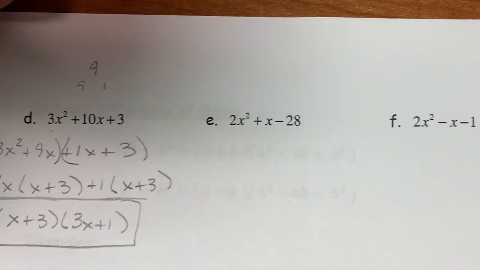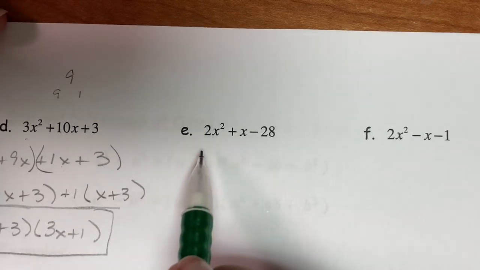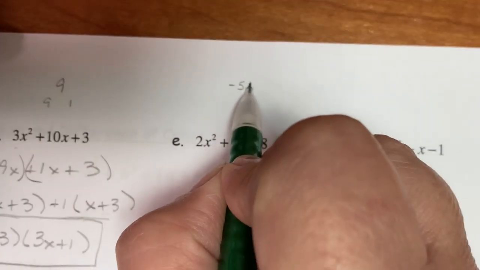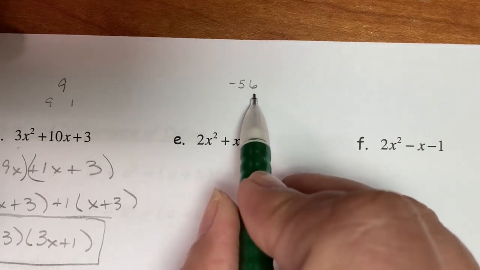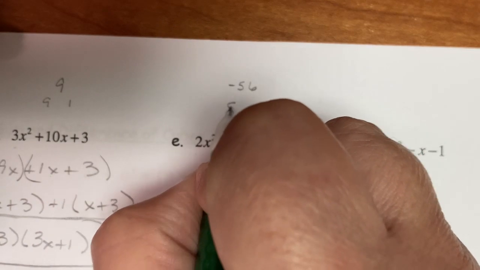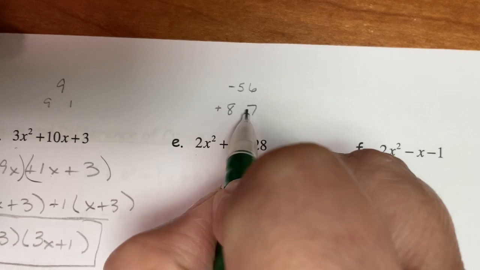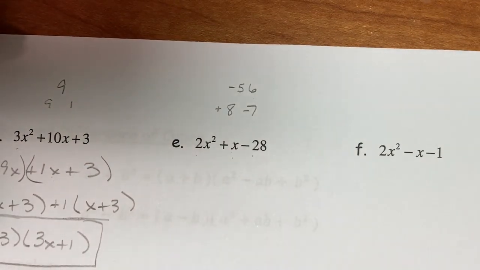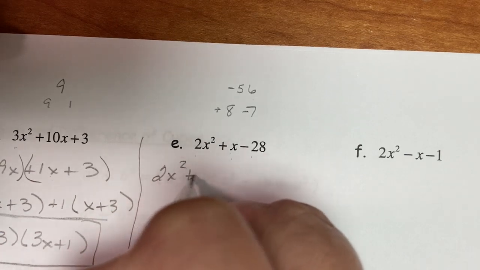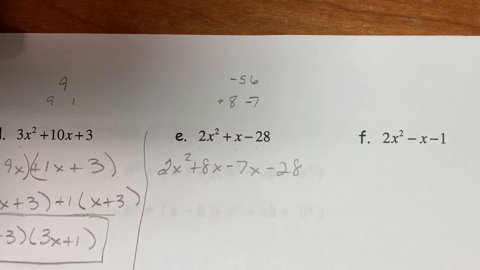All right. Again, maybe you should pause and try the next couple on your own here. For this one, if I multiply 2 times negative 28, I get negative 56. So I need two things that multiply together to get negative 56 and add together to get 1. Well, 56 is 8 and 7. And since I need a positive 1, it's going to be a positive 8 and a negative 7. So rewriting it, I'm going to get 2x squared plus 8x minus 7x minus 28.